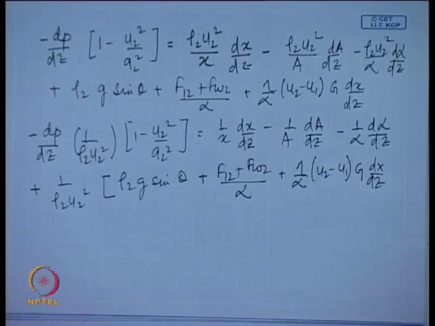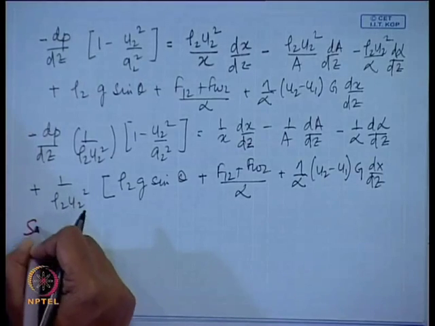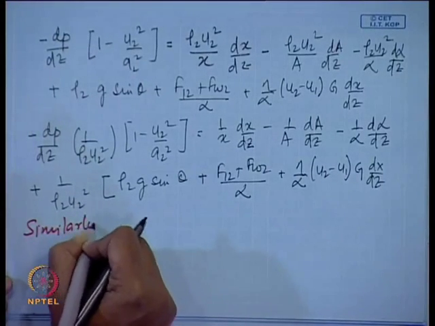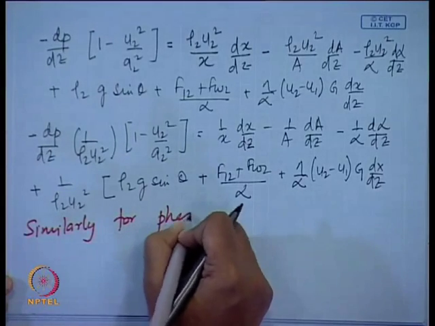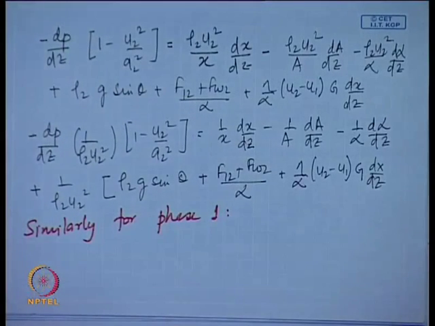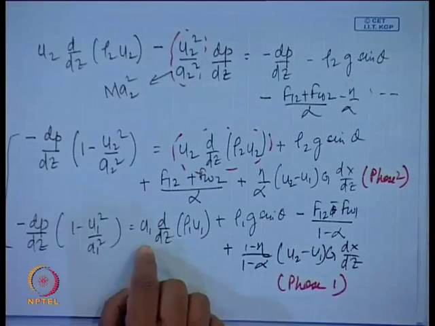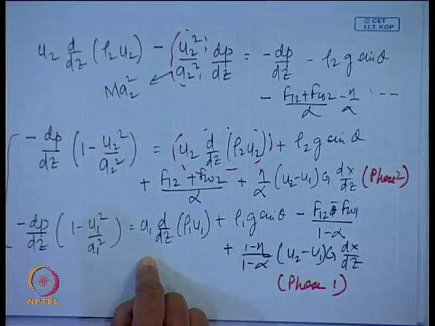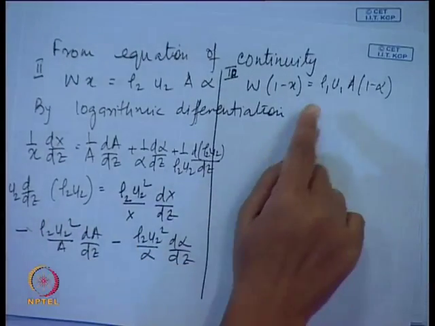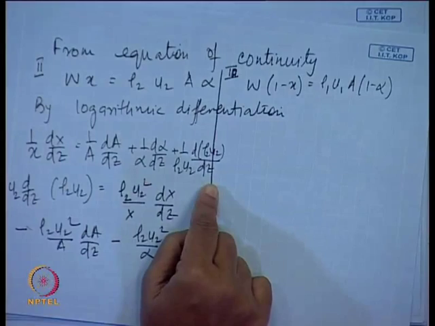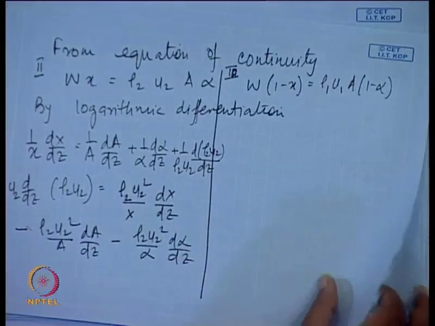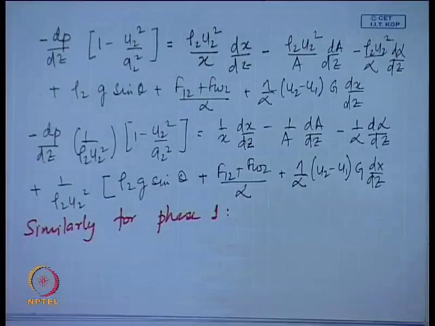Once I have derived it for phase 2, similarly for phase 1 we can write down an identical equation. So, we have written down one equation for phase 2. In the same way we can write down an identical equation for phase 1 by substituting u 1 d dz of rho 1 u 1 from the equation of continuity and performing the logarithmic differentiation, and we can arrive at one particular expression for phase 1.